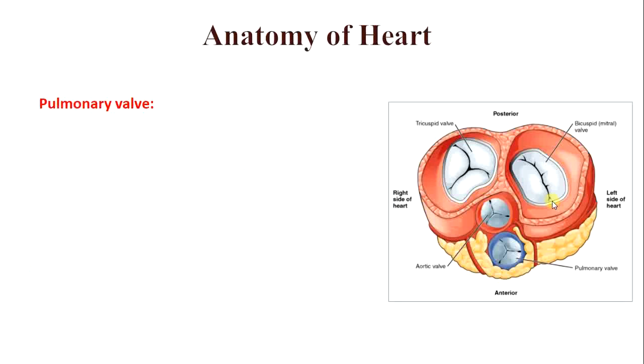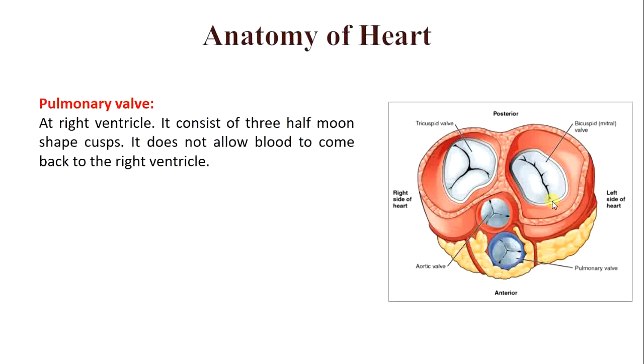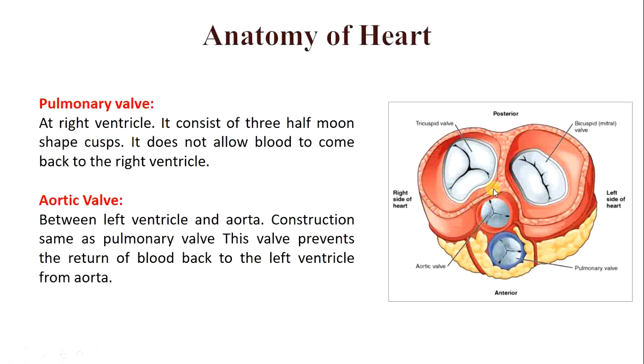The third wall is the pulmonary wall. It is present at the right ventricle. It consists of 3 half-moon shaped cusps and it does not allow blood to come back to the right ventricle. The fourth wall is the aortic wall. It is present between the left ventricle and the aorta. Construction is the same as the pulmonary wall, and this wall prevents the return of blood back to the left ventricle from the aorta.